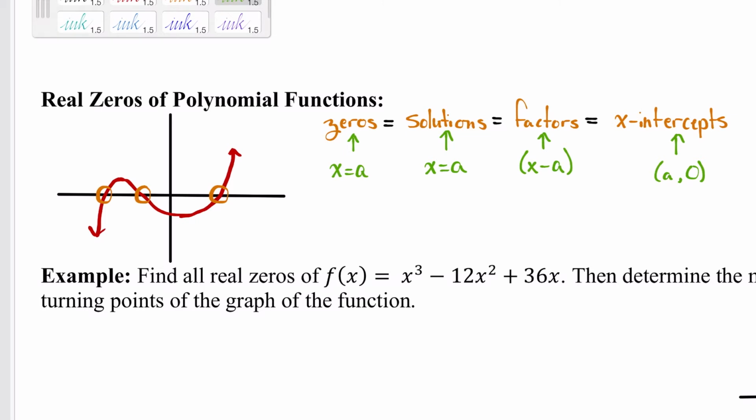They're always x equal to something. And then our x-intercepts, so we know it's where we're intercepting or crossing the x-axis. It's always going to be some x value, comma 0, because our y value is always going to be 0 whenever we're crossing the x-axis.